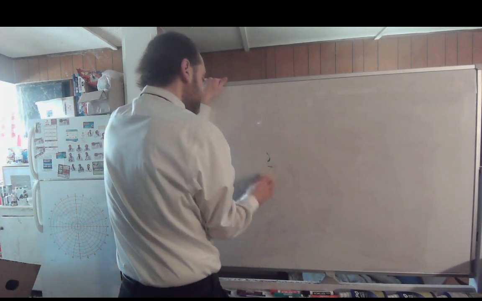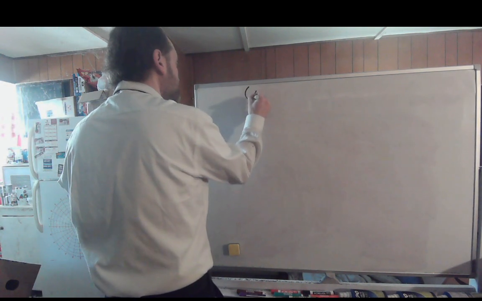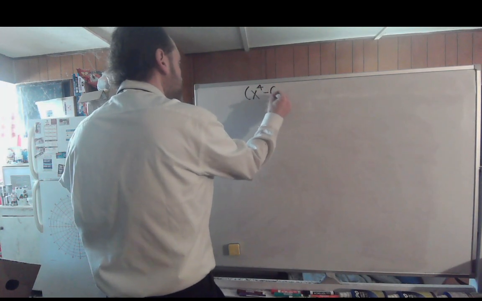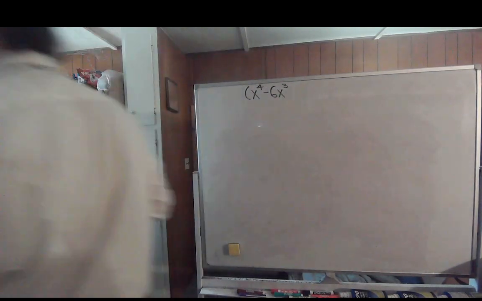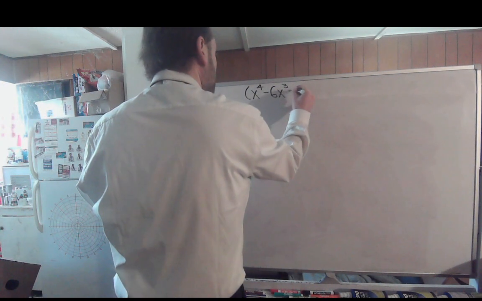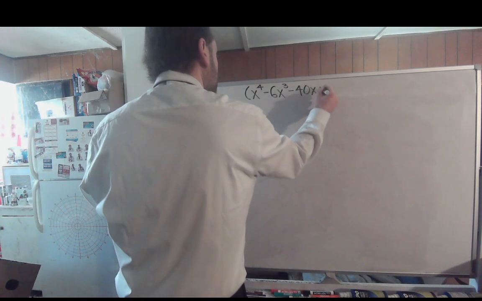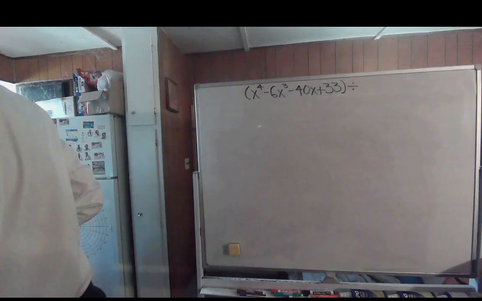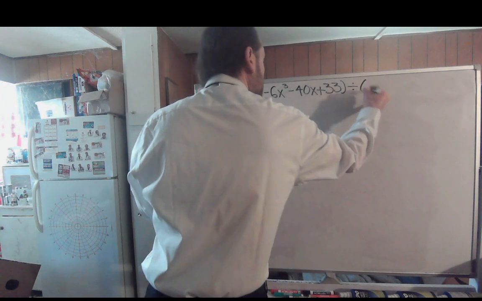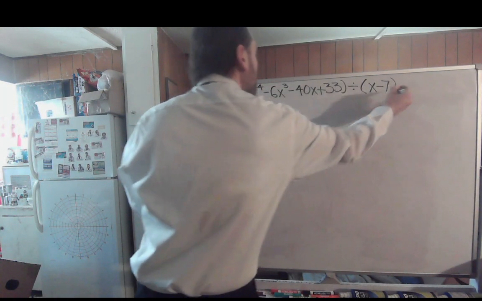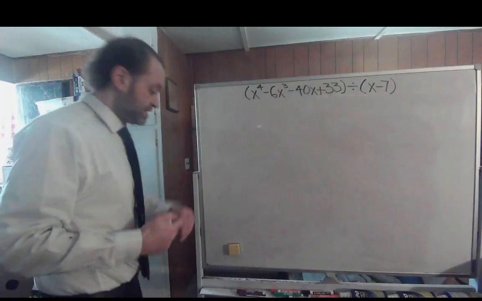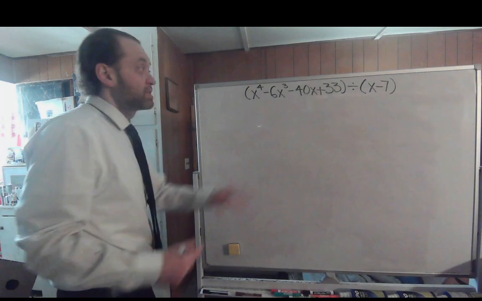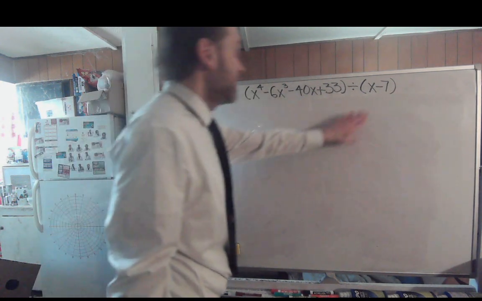All right. How about this one? X to the fourth minus 6x to the third minus 40x plus 33. All that is going to be divided by x minus 7. So we have x to the fourth minus 6x to the third minus 40x plus 33. That polynomial divided by x minus 7.